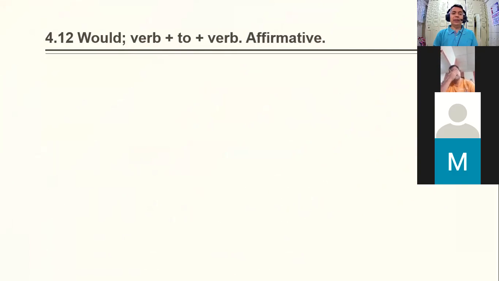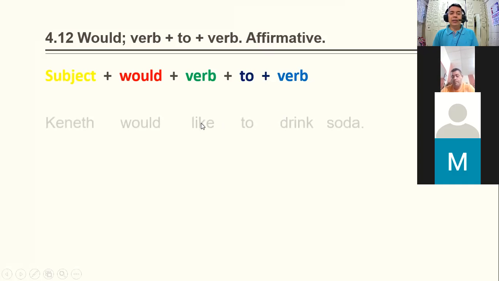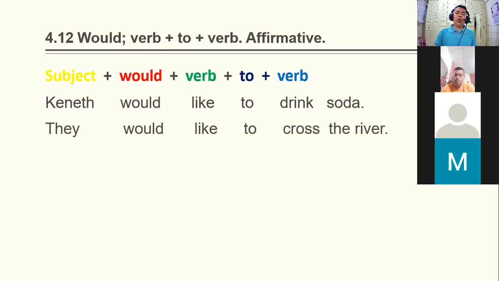Now, look at the affirmative sentence, right? We have the subject, the modal would, the verb, the preposition to, and another verb, right? Kenneth would like to drink soda, right? Kenneth is the subject. Would is the modal. Like is the verb, to the preposition and another verb here, drink. Now, they would like to cross the river. Subject they, modal would, like is the verb, the preposition to, and then cross.